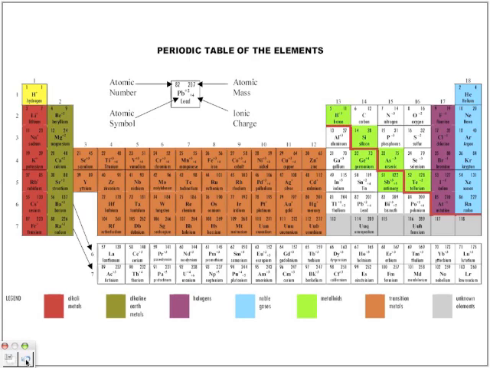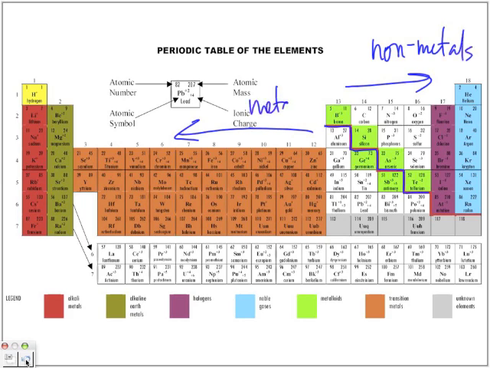So here's our periodic table. Here is the aluminum ladder. So metals, non-metals. Let me write down non-metals, and metals. Notice how the majority are metals. Notice these green ones here. These are the metalloids, and these are the ones that we've talked about that exhibit similar properties to both metals and non-metals.